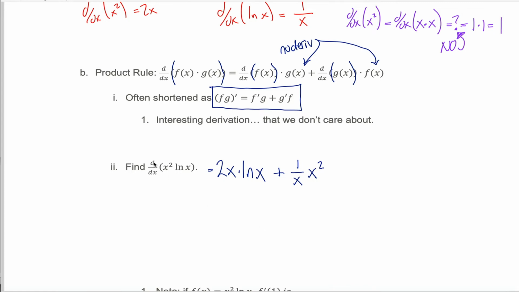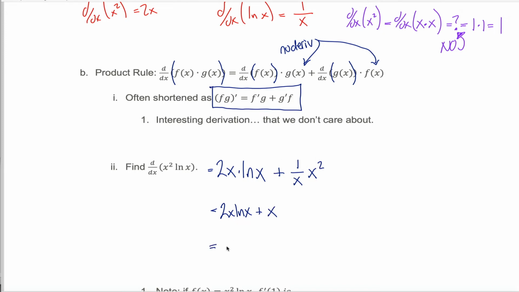Using the product rule, the derivative of x squared natural log of x is 2x natural log of x plus 1 over x times x squared. You can make this a little bit prettier if you feel the need, right? 1 over x times x squared, I can cancel an x from the top and an x from the bottom, and I'm left with just an x. Now, I think this is a little bit prettier than this.